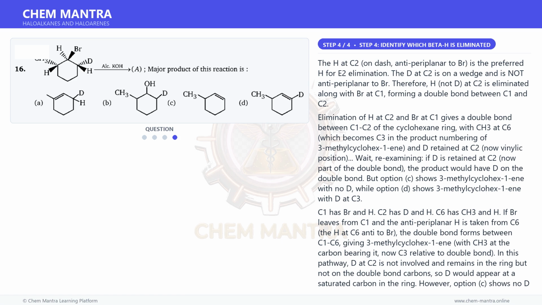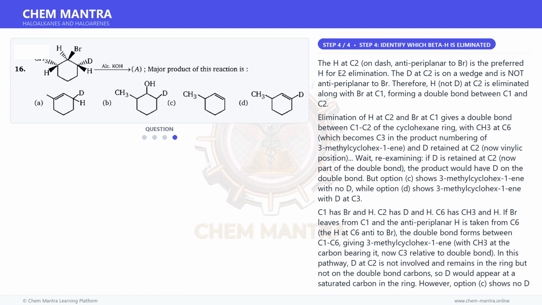A shows D and H explicitly at C3 with specific stereochemistry. This is a minor or incorrect regiochemical product. B is a substitution, SN2, product with OH, not the major pathway with alcoholic KOH under elimination conditions.